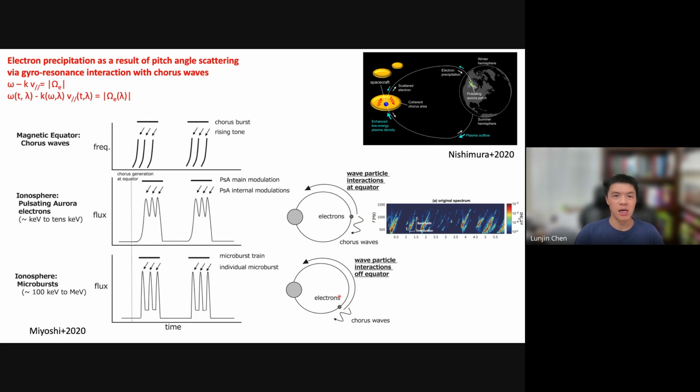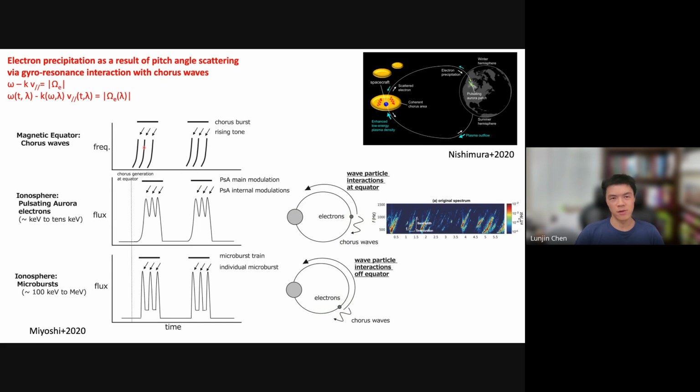And because it takes less than a second for the chorus wave to propagate from the equator to high latitude, if you look at the electron observation at the NEO satellite here, you tend to see more or less alignment of the electron precipitation at low energy and at the relativistic energy range. And also the chorus waves come in groups.